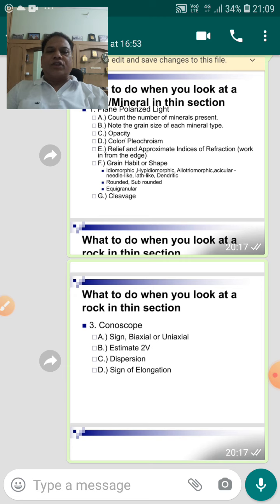Now, anisotropic minerals are further classified into two categories, uniaxial and biaxial. Uniaxial minerals have one optic axis, and the minerals of tetragonal and hexagonal systems are uniaxial.